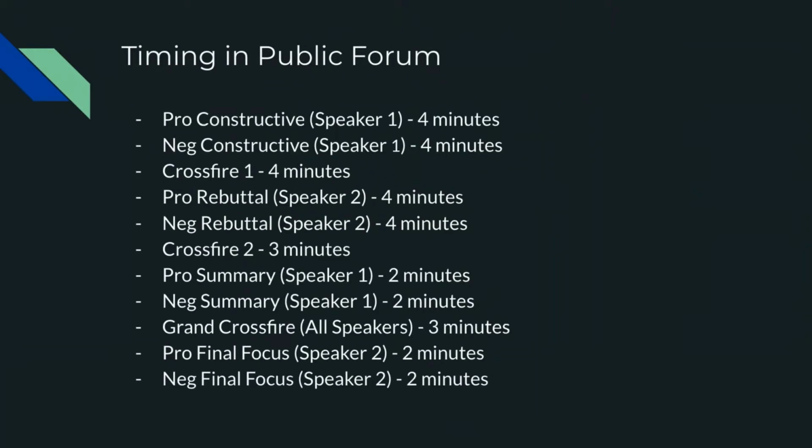Now we'd like to go over the timing aspect of public forum debate. The first speech given in PF debate is the pro-constructive, where the affirmative side will give a 4-minute speech detailing their arguments. The same applies to the negative team. After this, there's a 3-minute crossfire, in which the first speakers from both teams will ask each other questions about their cases and answer to the best of their ability.